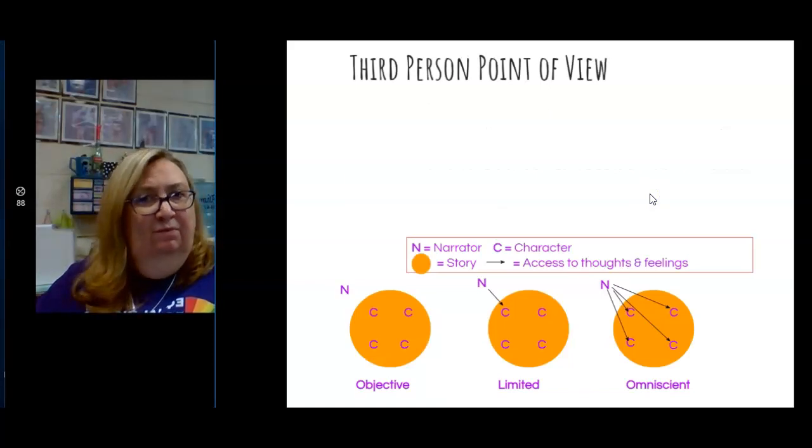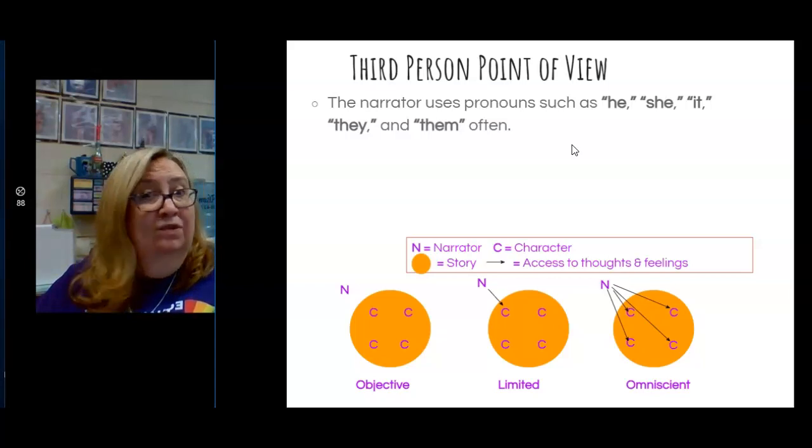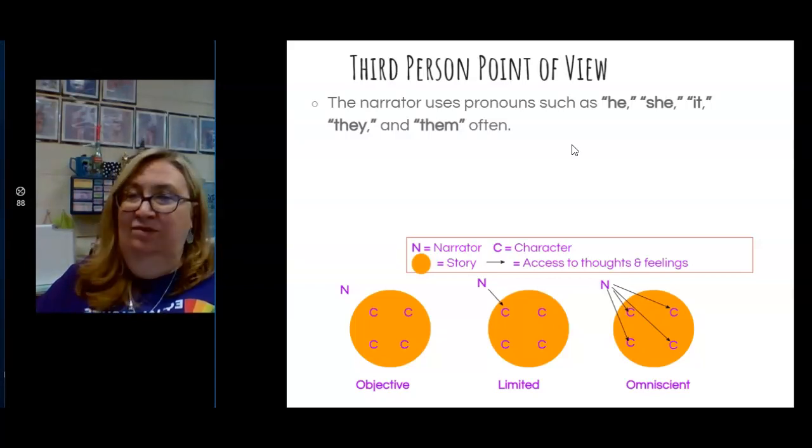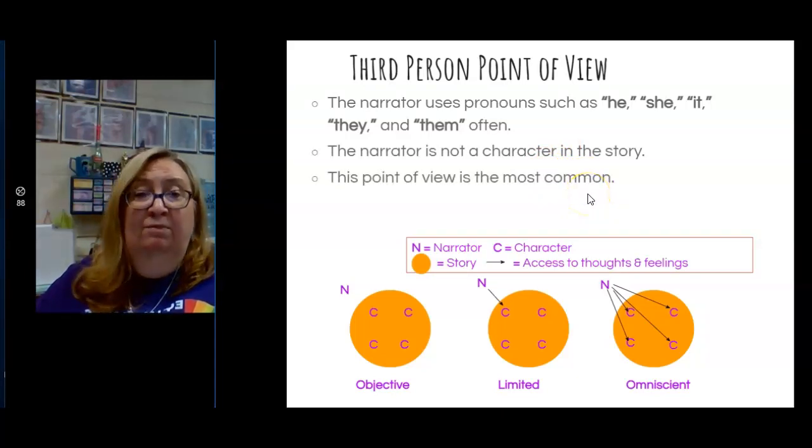Then we have third person point of view. And in third person point of view, you have a narrator who uses pronouns like he, she, it, they, them. Outside of the dialogue, the narrator is using those words to talk about the other characters, and they don't talk about I, and they don't talk about me, and they don't talk about my, because they're not involved. The narrator's not in the story. He's not a character. This is the most common point of view.